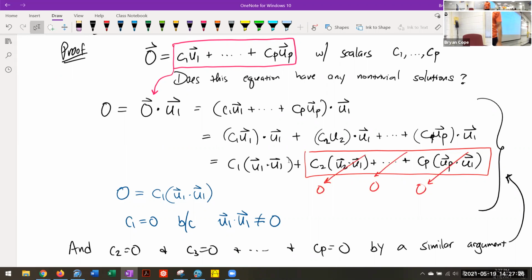Questions? So you believe me? I do. Every orthogonal set is what? Linearly independent. Good. Okay. Zoom people, any questions?